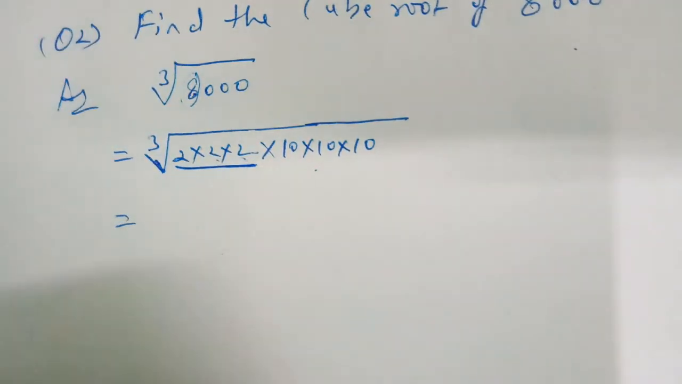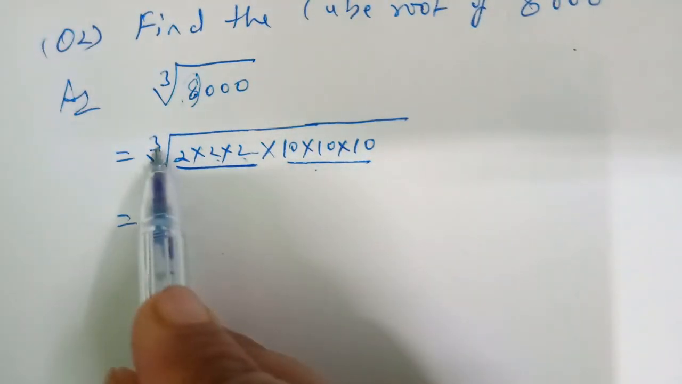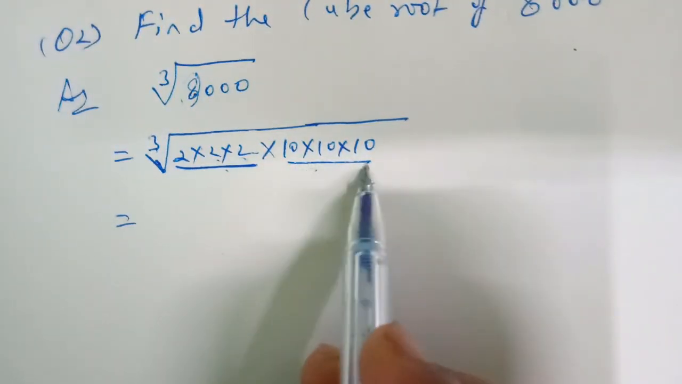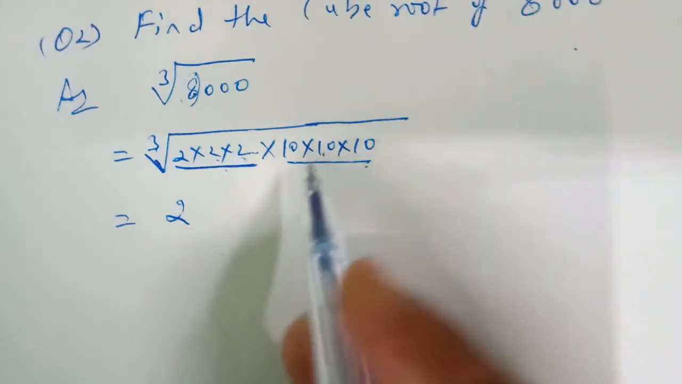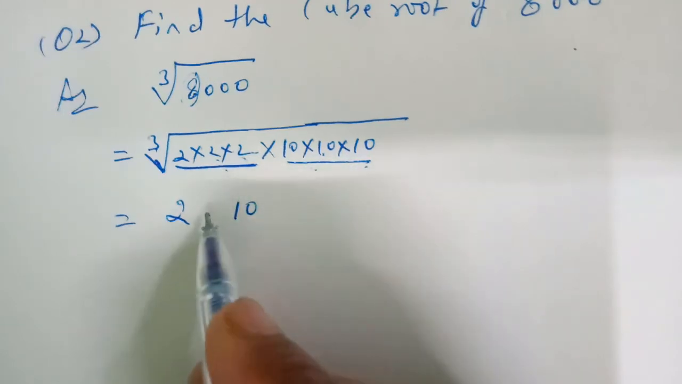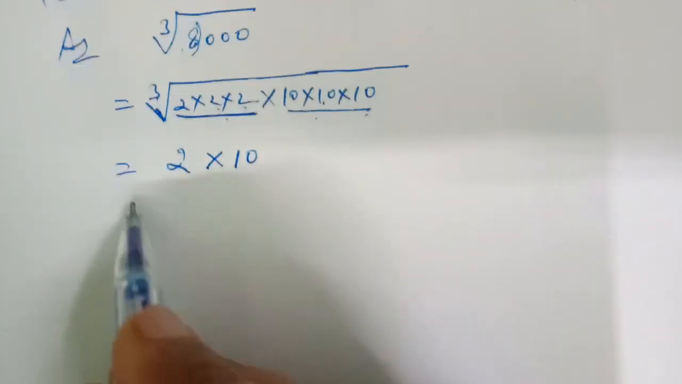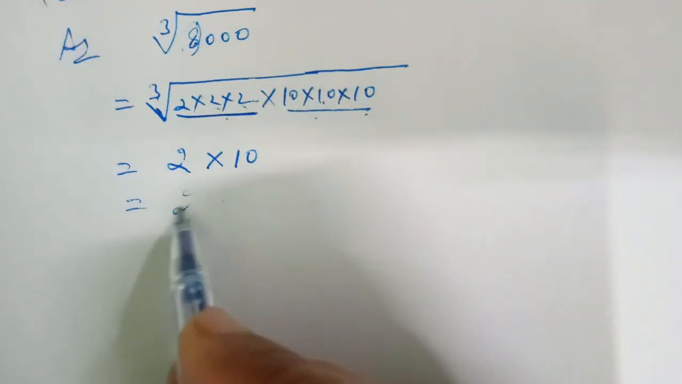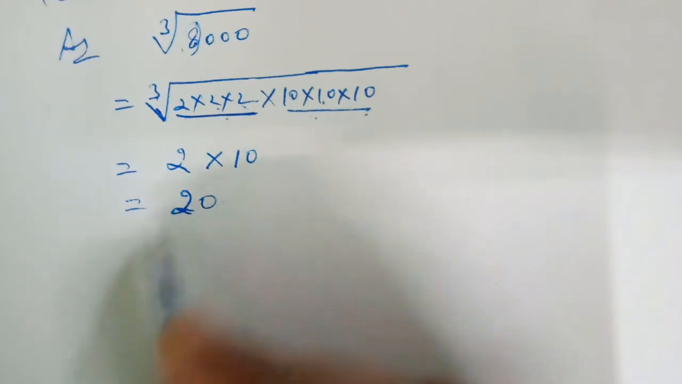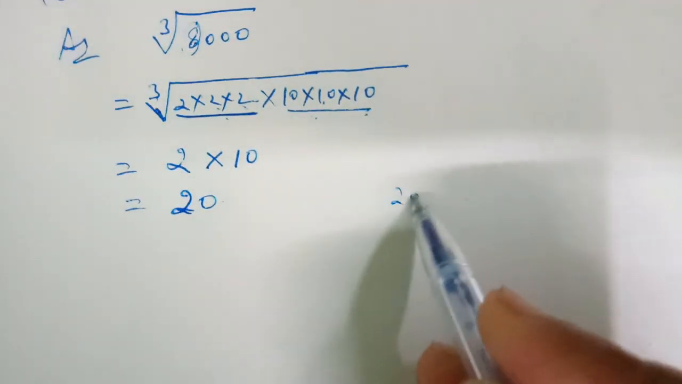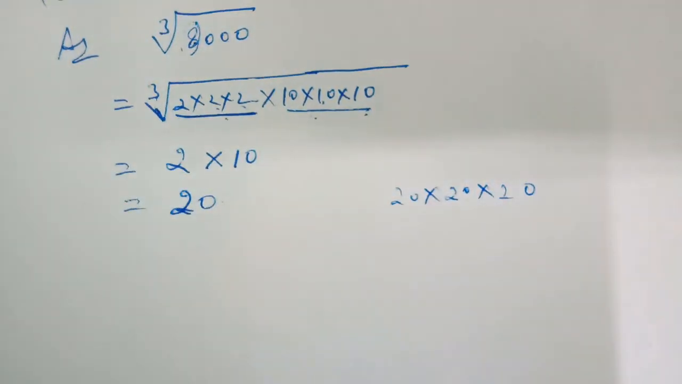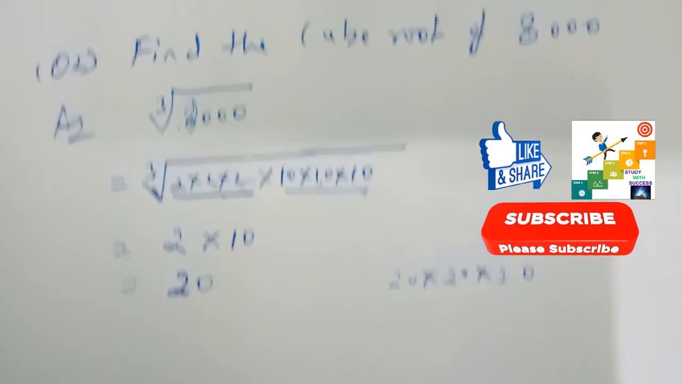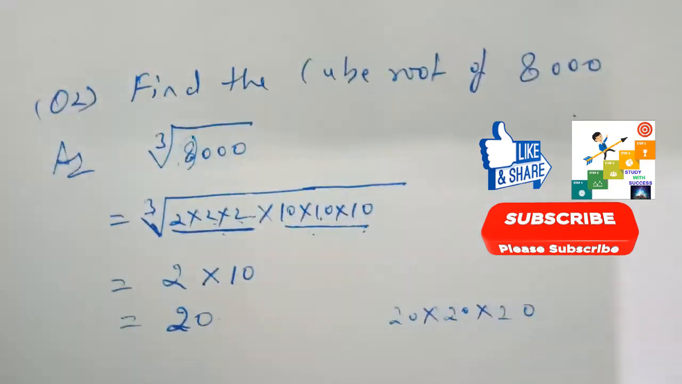We have a group of three 2s, and a group of three 10s. 3 numbers we have to take together. So out of these 3 we get one 2, out of these 3 tens we get one 10, and since the multiplication sign is there, we multiply them. 2 into 10 will give 20. You can check it by multiplying 20 three times, you will get this number 8000. So student, this way you can find the cube root of any number. Thank you.